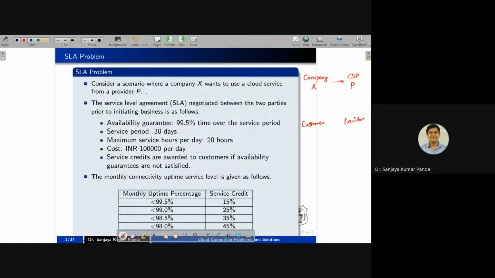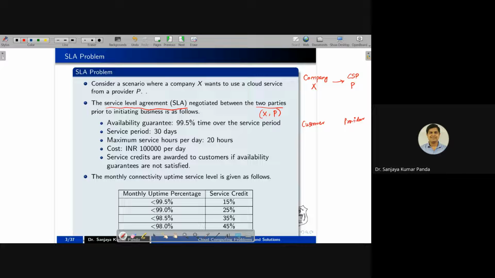So before providing any services, both company, meaning customer, and provider need to sign a service level agreement. So an SLA is negotiated between these two parties. Two parties means X is one party, P is another party, right? So SLA is negotiated between two different parties prior to initiating the business.